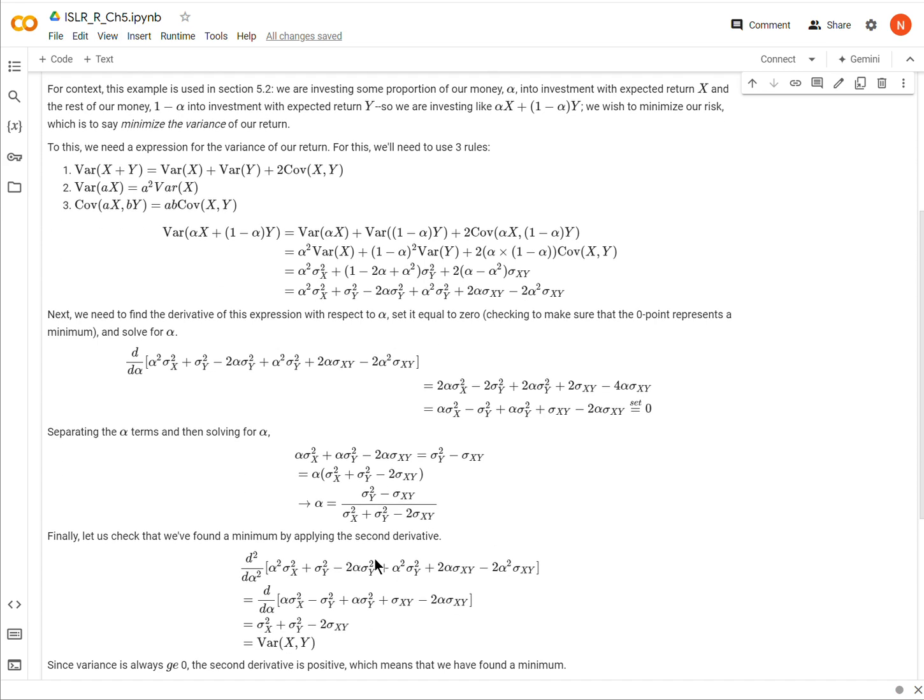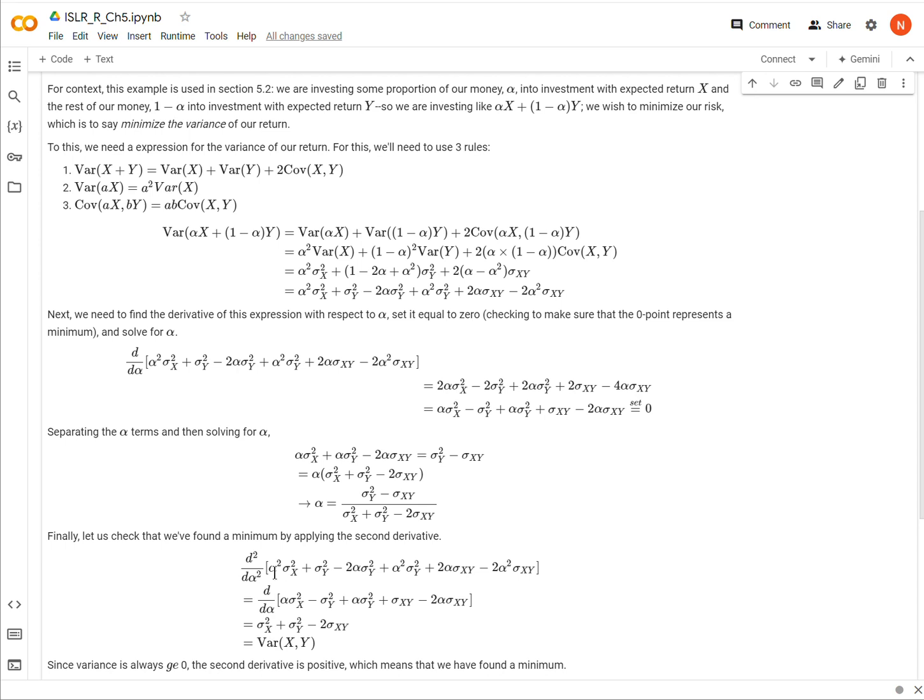Okay, so that's good. But the final thing that we want to do is to make sure that we have correctly identified a minimum rather than a maximum, right? Because remember, when the derivative is 0, it can be either, and so we want to put it through the second derivative test, okay? So I'm just going to take the second derivative of my expression for variance, okay? Well, that's the same thing as taking the first derivative of the derivative of the variance, okay? So I'm just taking the derivative of what we've already found, okay?